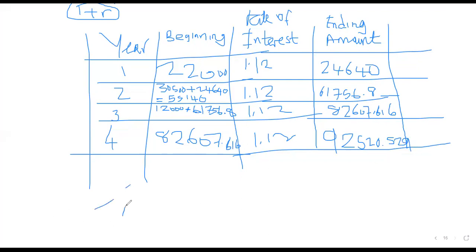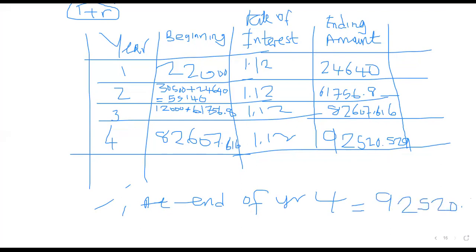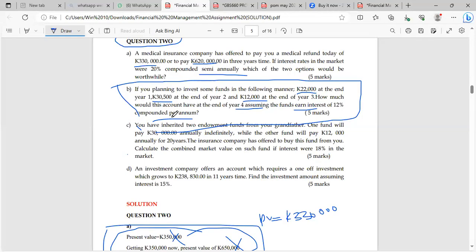So therefore, the amount at the end of year 4 is 92,520.5. So this is the final answer, getting down to this part B of question 2. All right. Let's look at question number C.